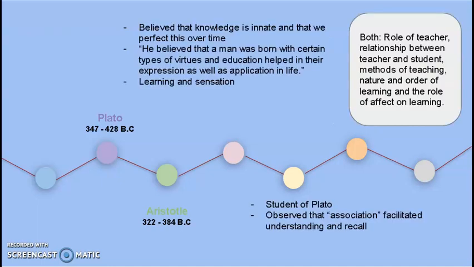Okay, so let's move from India. We'll move on to the Western world. Plato was the first champion of educational psychology in the Western world. He essentially believed that man was born with a certain type of virtue and that education helped in the expression as well as in the application of it in life. Plato talked about the nature of learning and the teaching of virtues. He also discussed the interaction of heredity and environment. So that's a lot around the nature versus nurture debate.